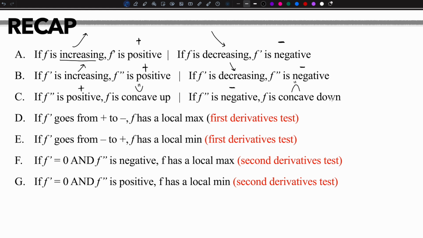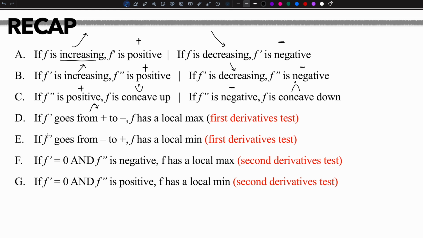Think frown face. Part D, if the first derivative is going from a positive number to a negative number, that means the original function has a local max. Again, because the original function would have increased, then decreased, which means it would have gone up, and then it would have gone down, and that would have caused a local max. That's called the first derivative test.